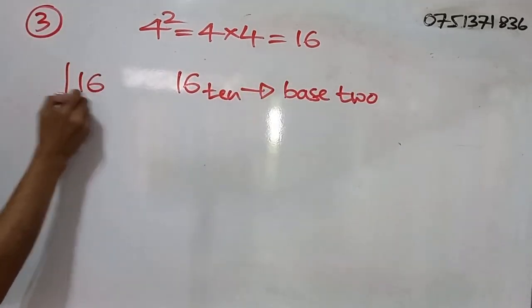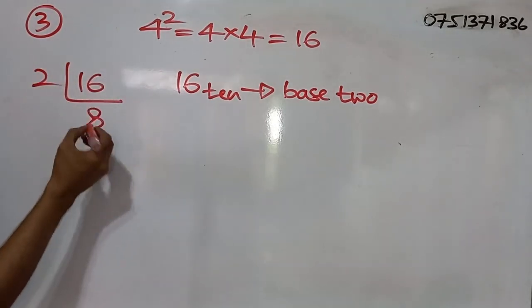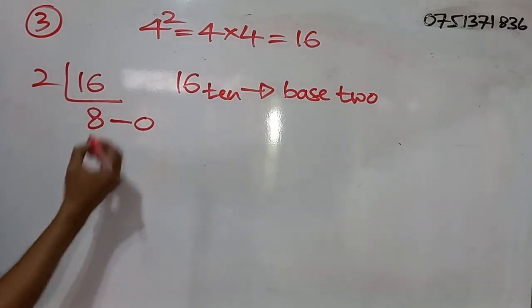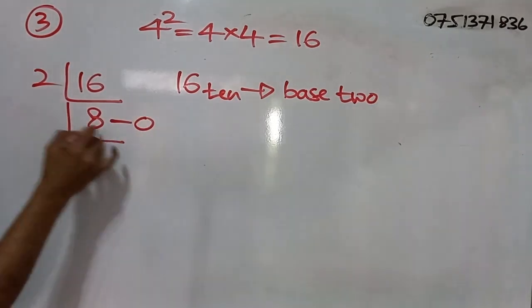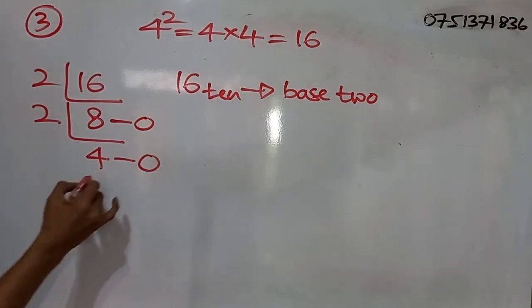So that means we have to divide 16 by 2. 16 divided by 2, we know the quotient is 8 and the remainder will be what? 0. Again we will divide this by 2. So the quotient will be 4 and the remainder will be 0.